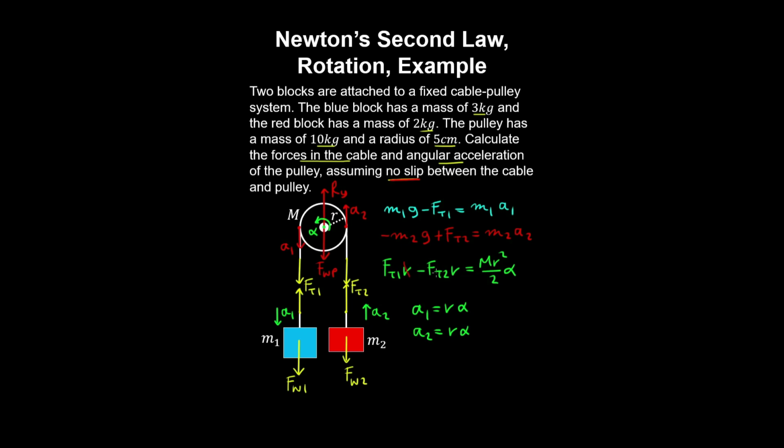And now you can divide through by r, add all these equations together to eliminate the tension forces, and then substitute for the accelerations and solve for the angular acceleration. And from that you'll be able to solve for the forces in the cable using these equations.